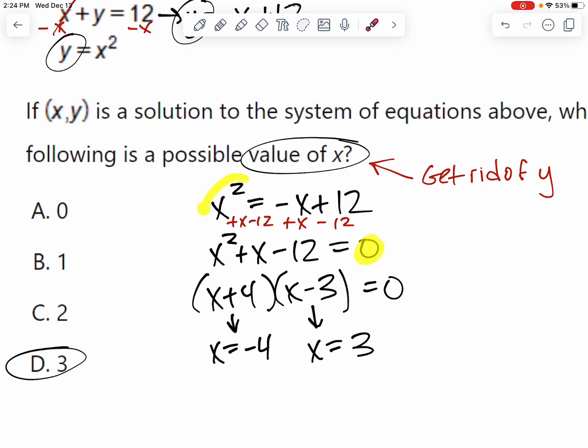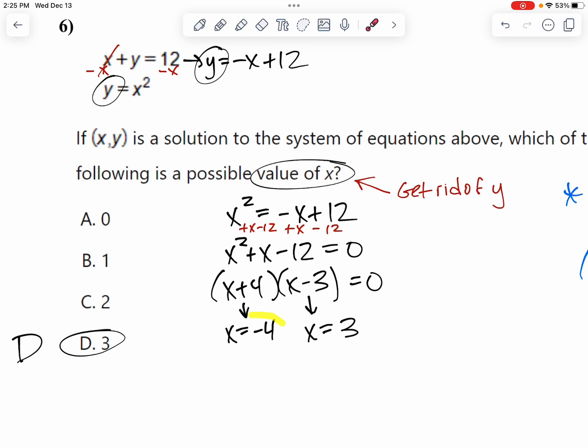Anytime you have to solve something with a quadratic, you need to move everything to one side of the equation so that you have 0 on the other side, so that you can factor it and you can get your 2 answers. And -4 is not one of the choices, so that's why 3 is the answer.